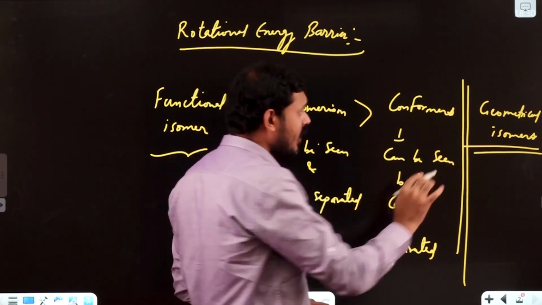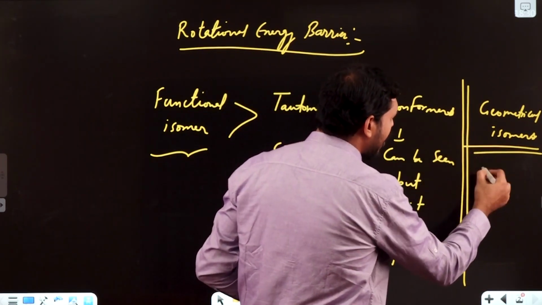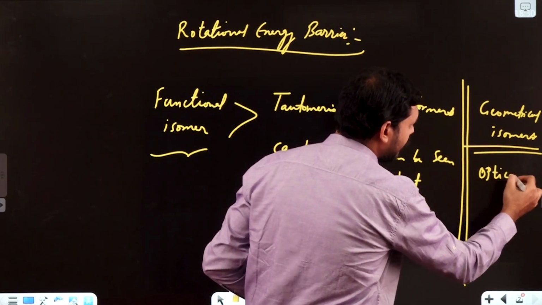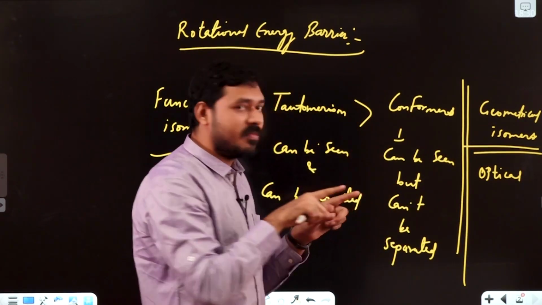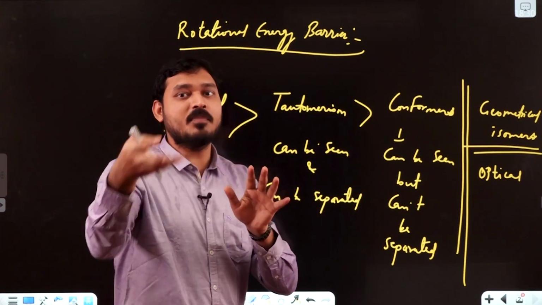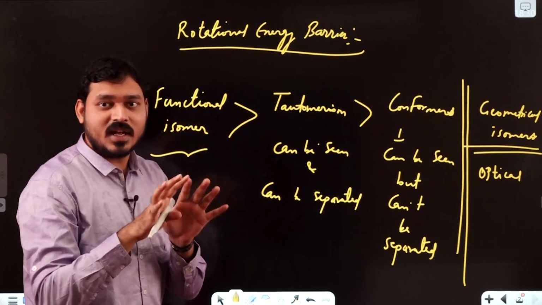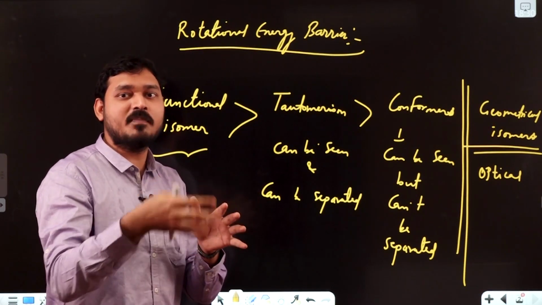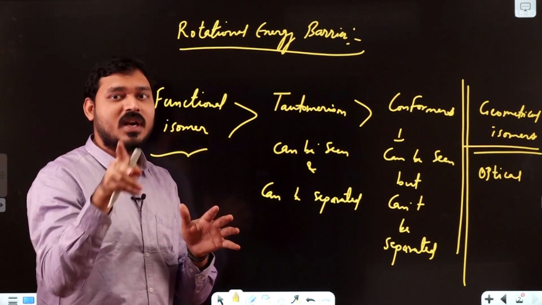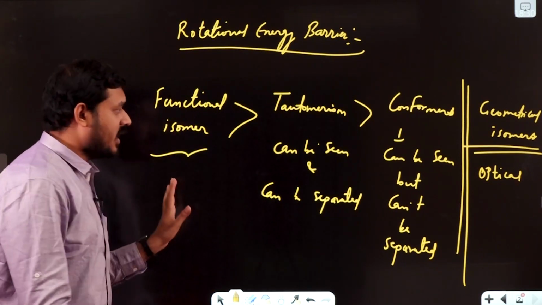Now here, if I say optical isomerism, geometrical isomerism is due to restricted rotation, and optical isomerism is due to rotation of plane polarized light. So there is nothing about bond rotation. It is about rotation of plane polarized light in clockwise or anti-clockwise direction. Okay, so I think it is clear to you.